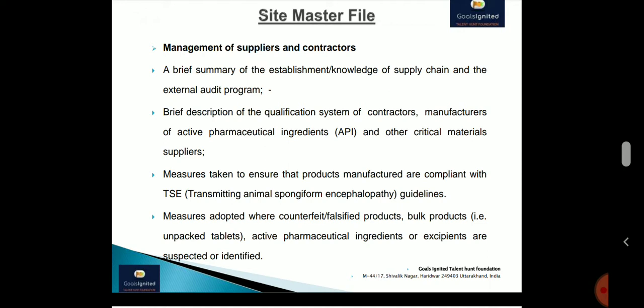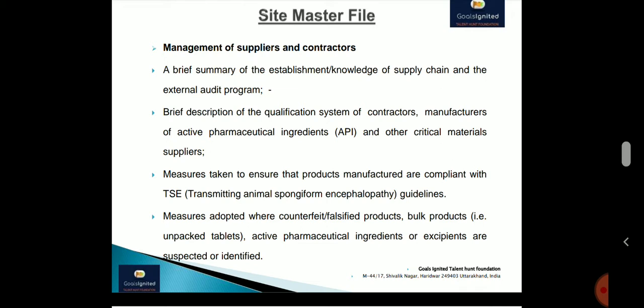So all the information needs to be incorporated in the site master file, and the same is to be presented to the regulatory authority or to a layman and any other person who is required to know the description about the site. So all these need to be mentioned over there.